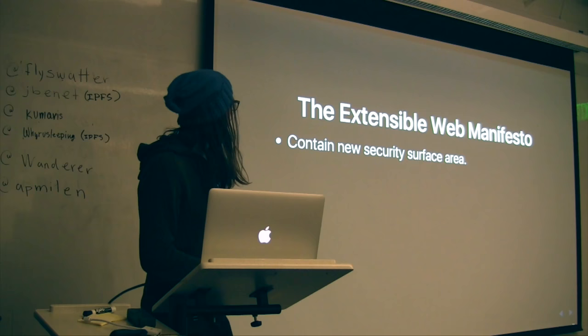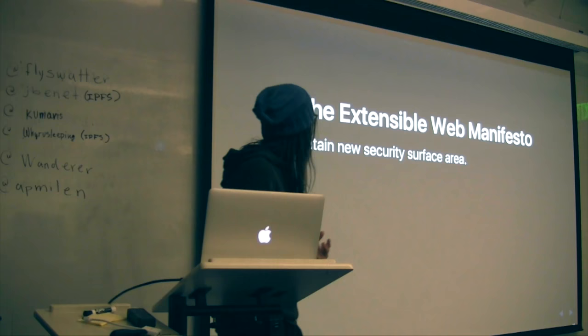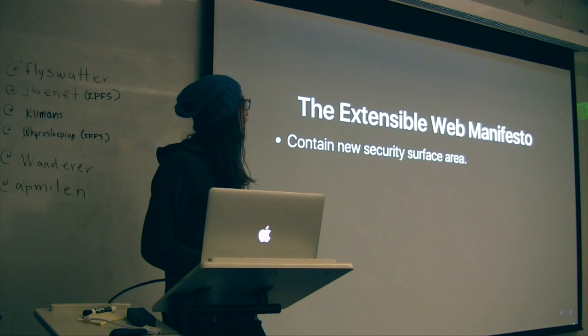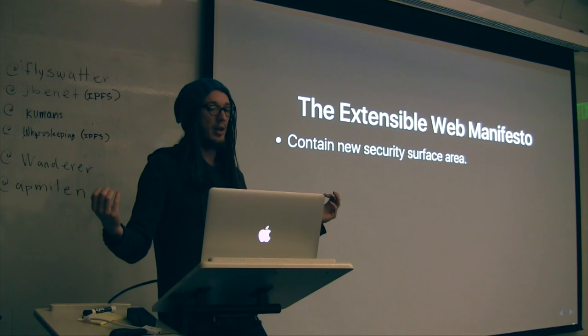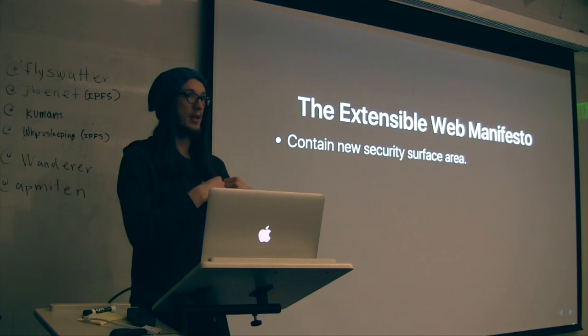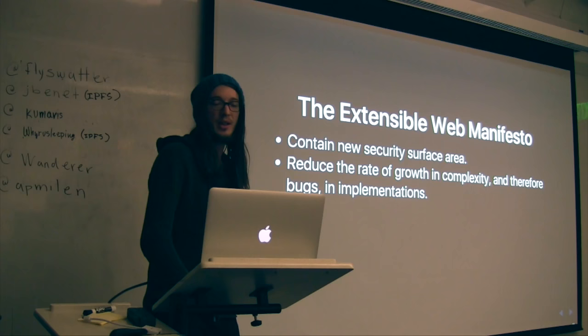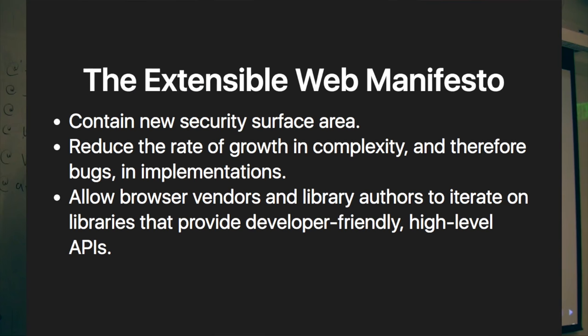In the history of it, it came out of something written in 2012 called the Extensible Web Manifesto. The problem the web had, and still does in some sense, is that whenever it adds a new API that extends the surface area, that needs to be secure. So if instead of a large surface area you build small primitives, then you can build your new features on these low-level primitives. That reduces the growth of complexity and therefore bugs in implementations, and allows browsers and vendors to iterate on libraries before publishing high-level APIs, right?